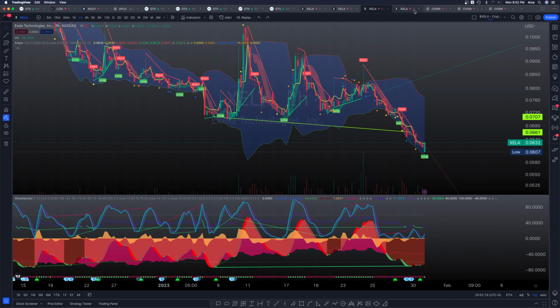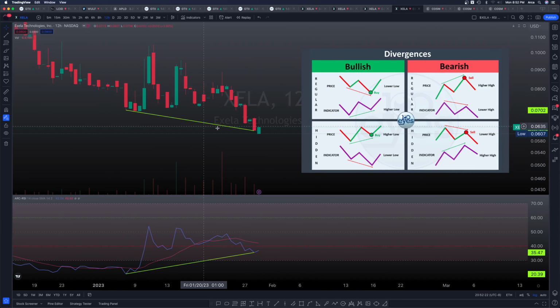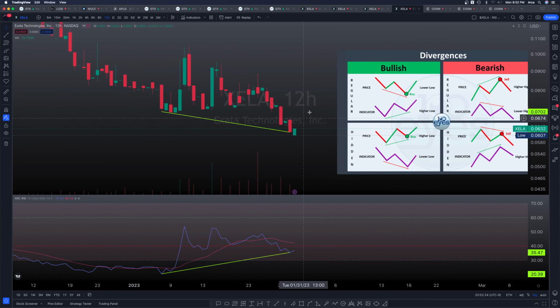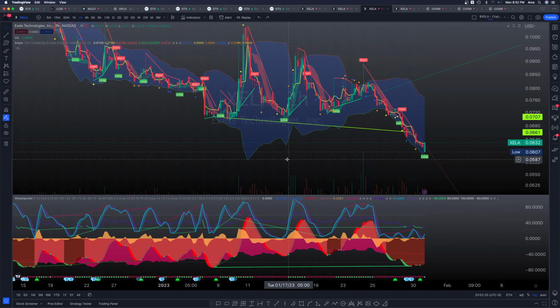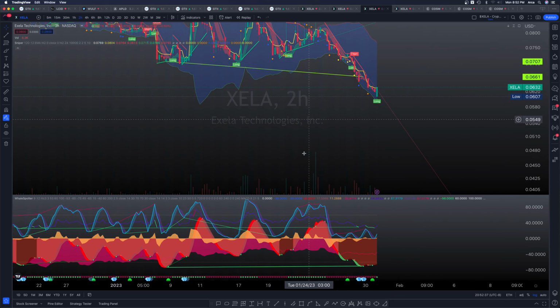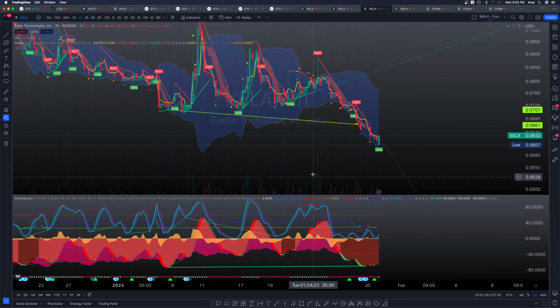Okay, so the way we can validate is this way. We have that drive of divergence here showing up on the 12-hour chart. And here is my ARC RSI, my signature RSI, right? So this is literally in play, and it's being shown by Whale Spotter in a shorter time frame. This is the bi-hourly. Very interesting. I love it.